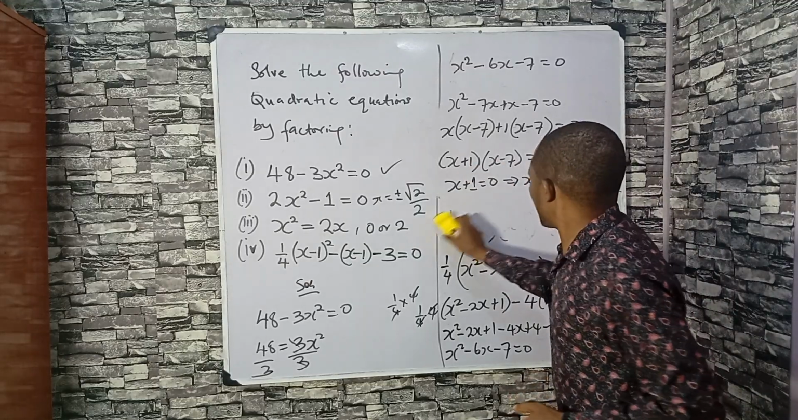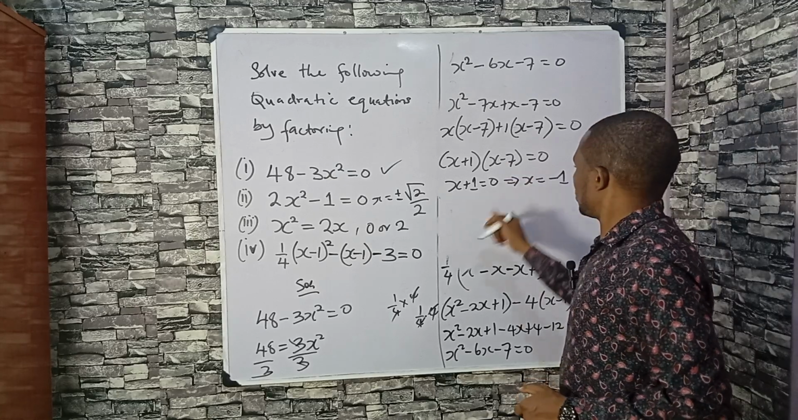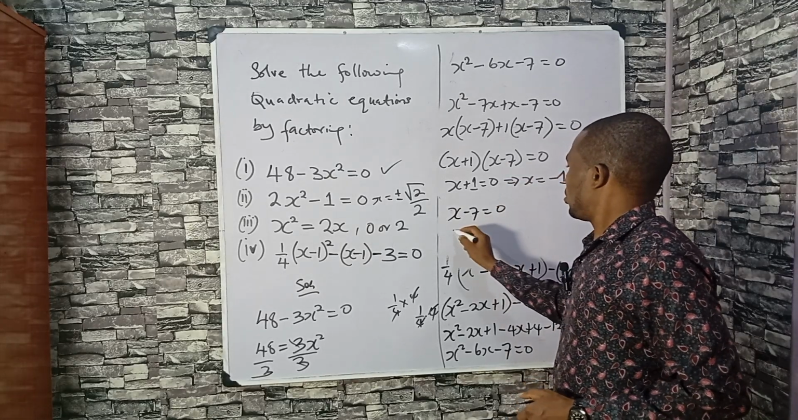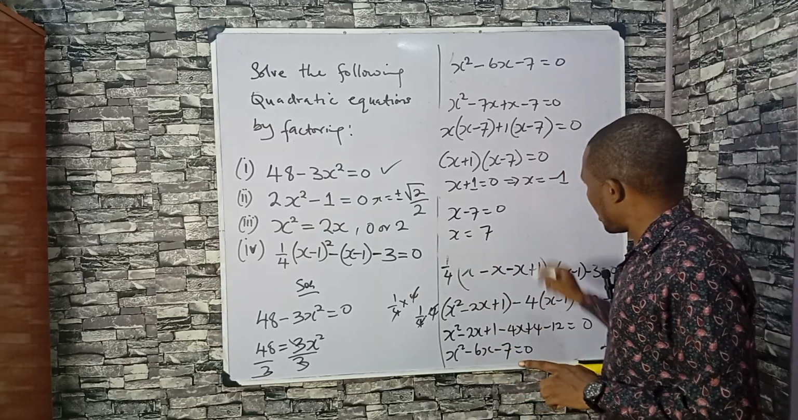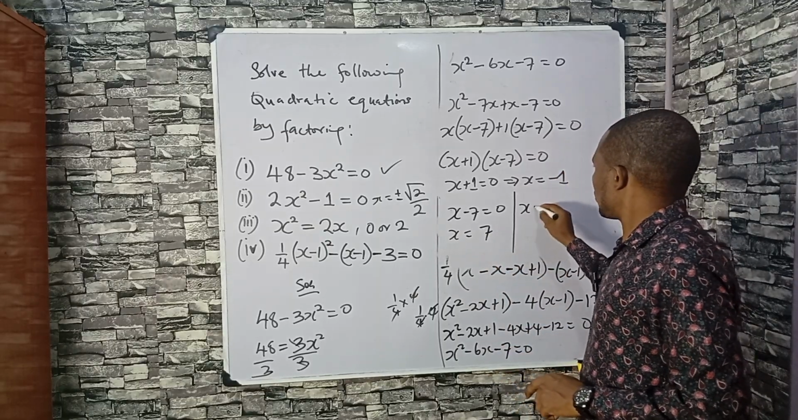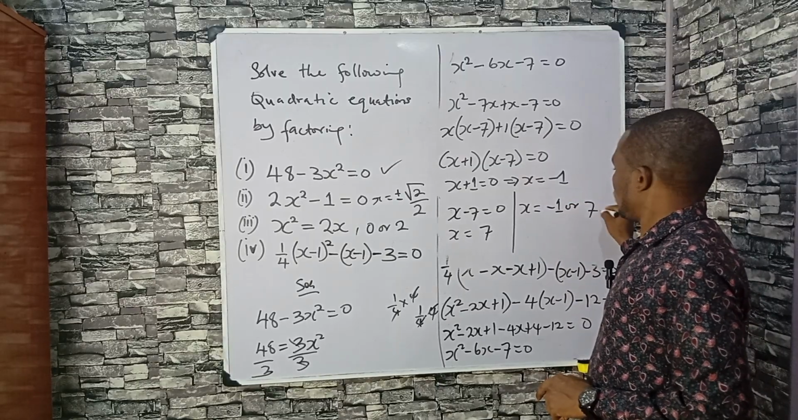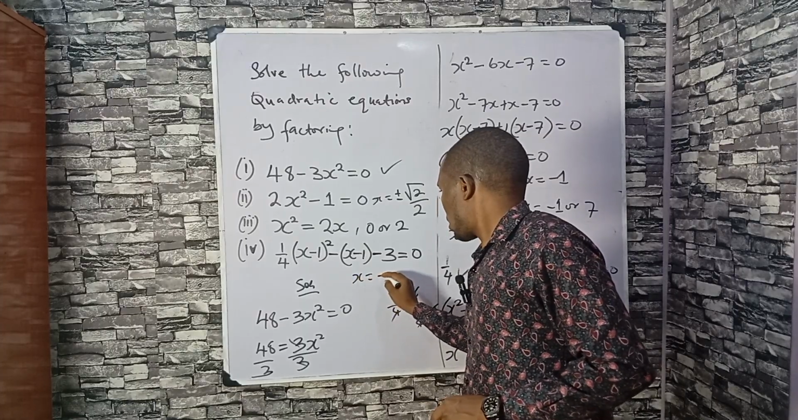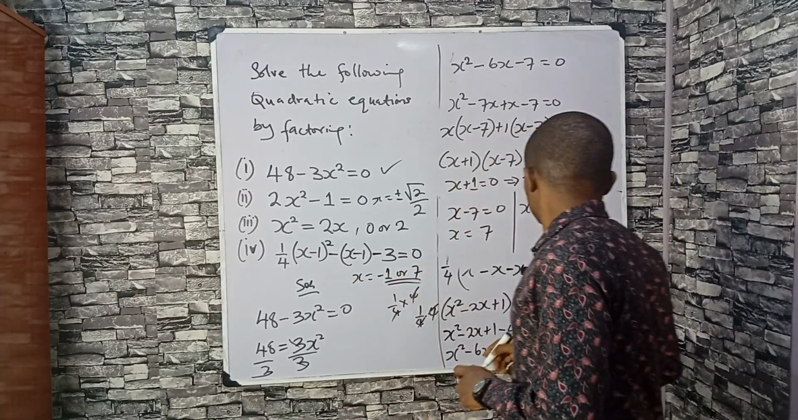Then for the second bracket, which is x minus 7 equal to 0, meaning that x equals positive 7. That means the answers there are x equals minus 1 or 7. For this one, x is minus 1 or 7. As simple as this. We stop here.